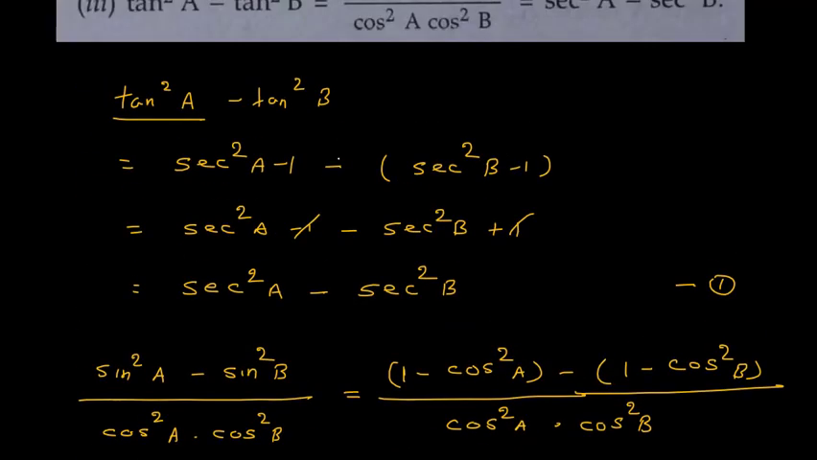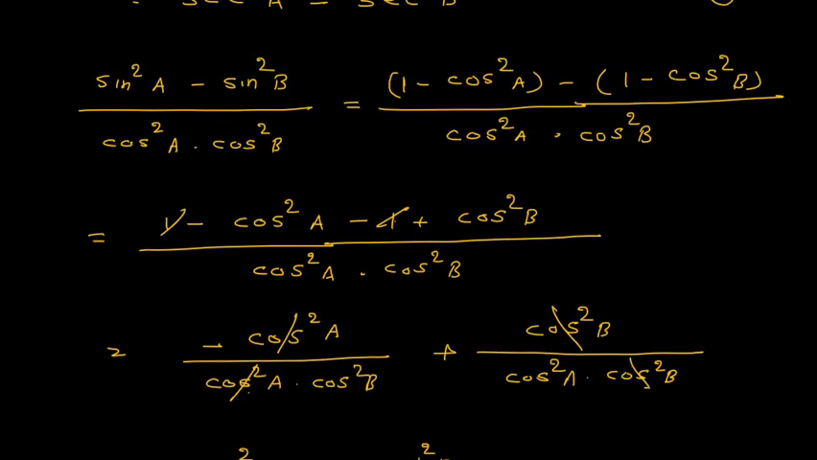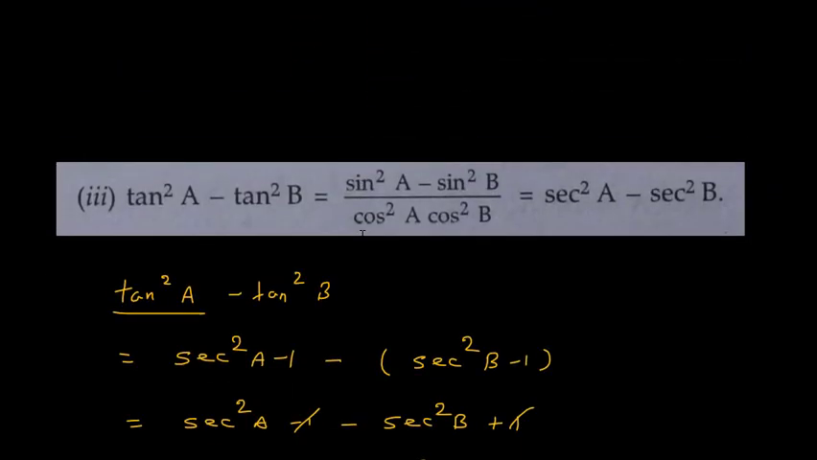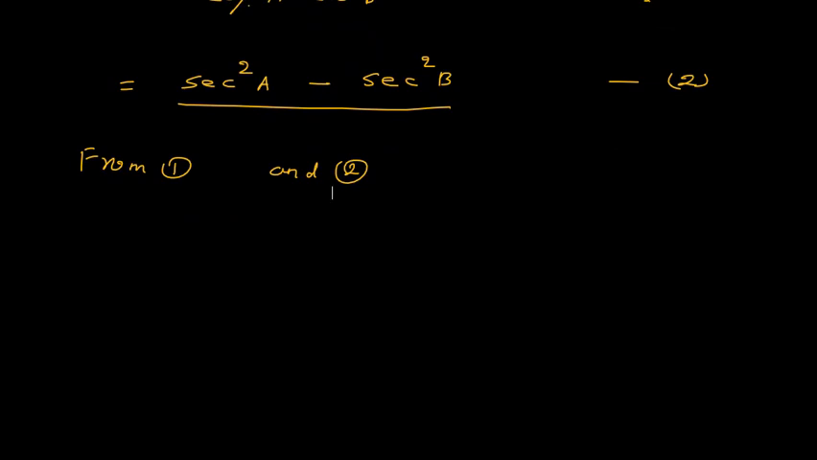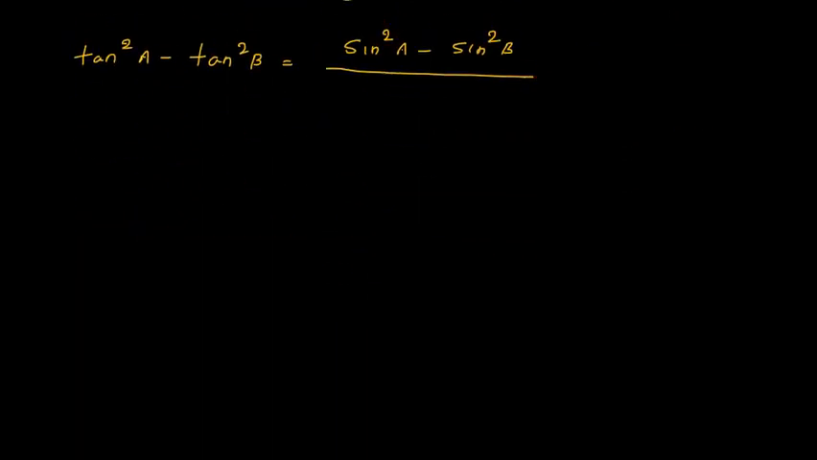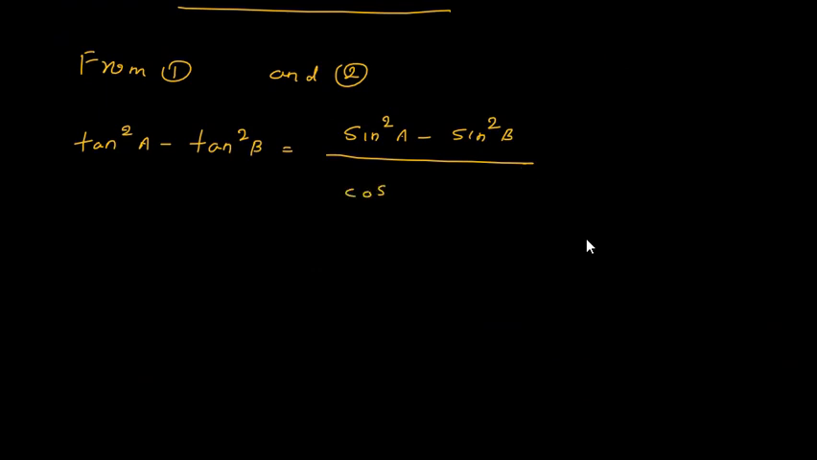And equation 1 also gives sec square A minus sec square B. This term is equal to this, and in the second we got this term is equal to this. So from 1 and 2 we can say that tan square A minus tan square B is equal to sin square A minus sin square B divided by cos square A cos square B, and this is equal to sec square A minus sec square B. So hence proved.